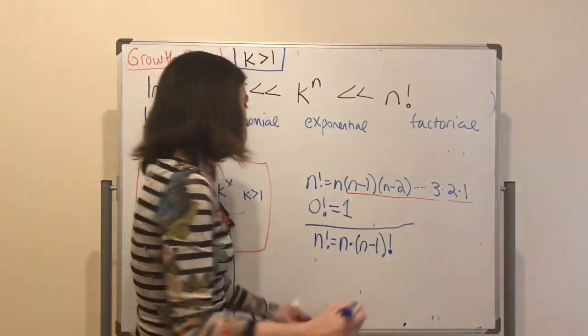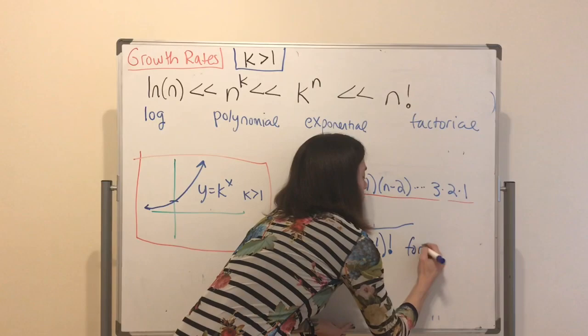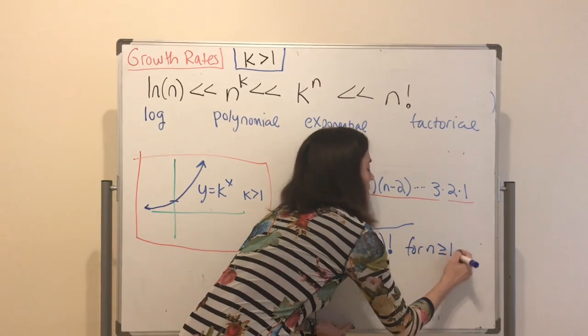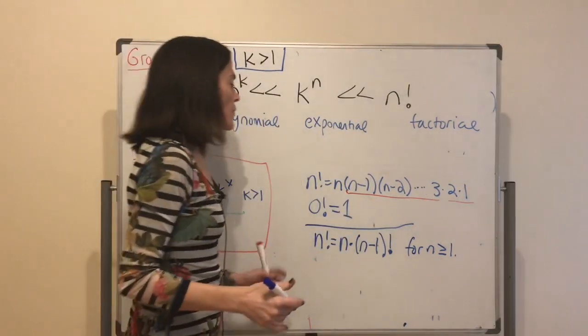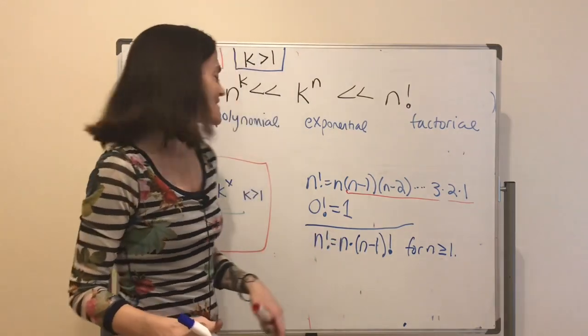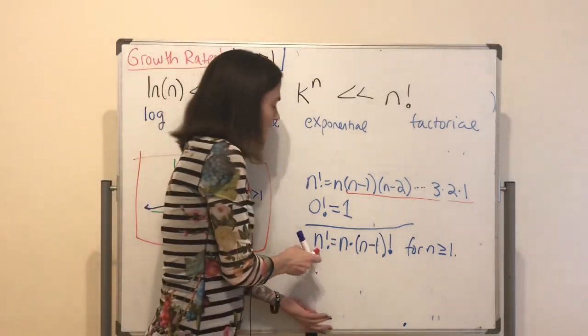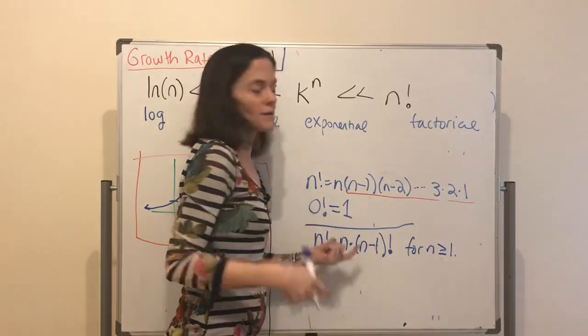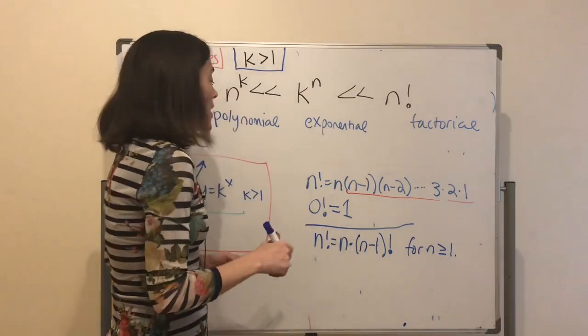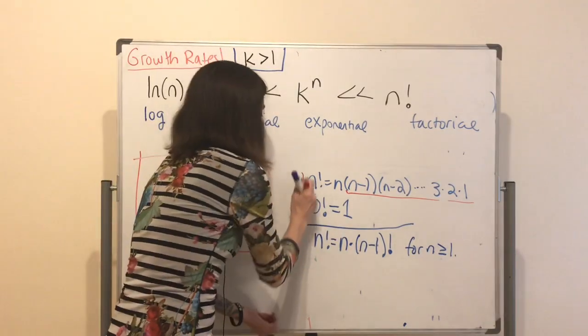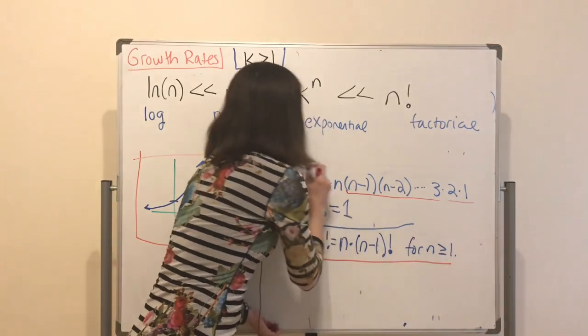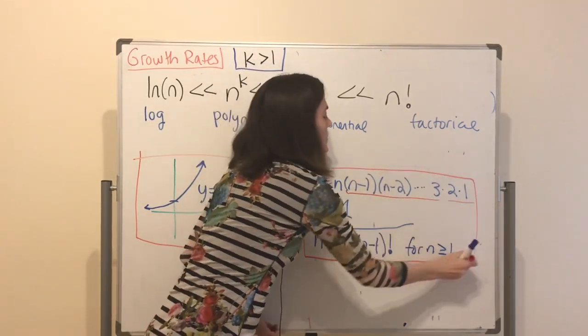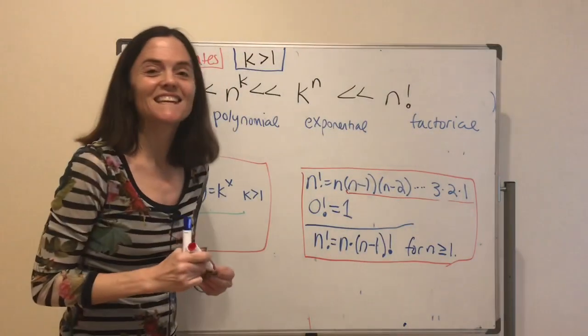And this one holds for n bigger than or equal to 1. This is only really defined for non-negative integers. Okay, this would say 1 factorial is 1 times 0 factorial, and that's definitely true. Okay, so this is the factorial function. I will put a box around this too. And this grows the fastest of them all, of these 4 that I have listed here.